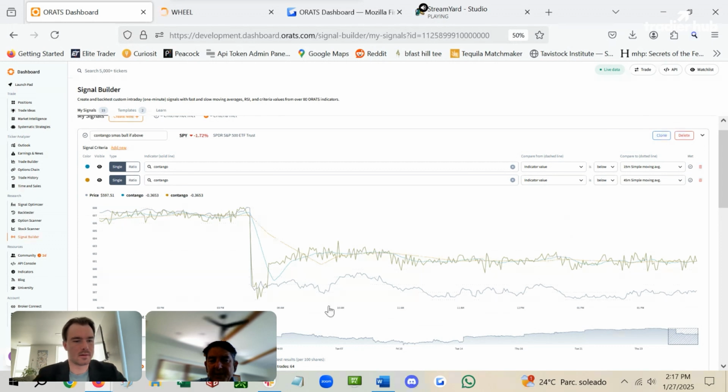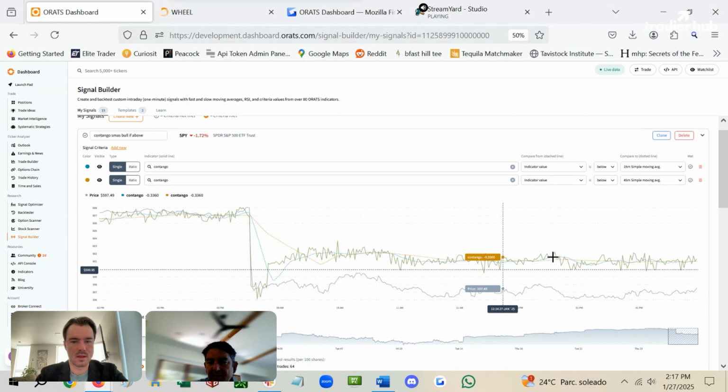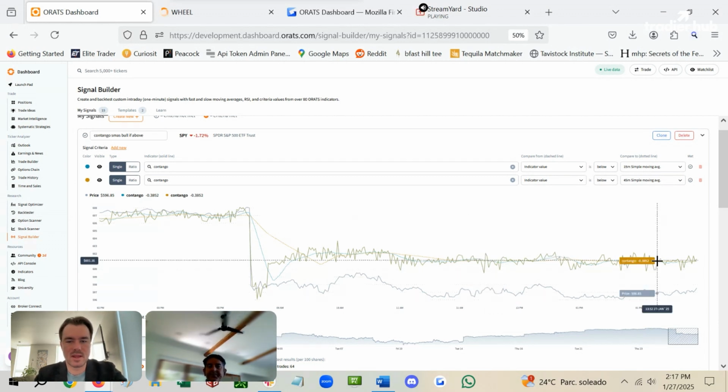So you could monitor this throughout the day, and the idea being when it meets that criteria and you get that signal, then you head over to the option scanner, you run that double calendar, and then you place the trade.